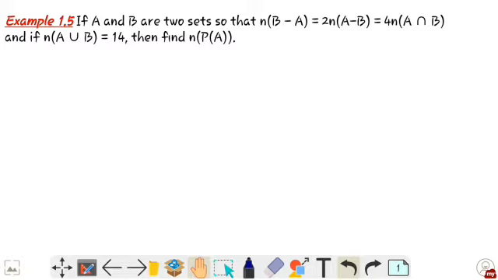Today we are going to see a problem in 11th standard, example 1.5. If A and B are two sets, so that n of B minus A is equal to 2 into n of A minus B, which is equal to 4 into n of A intersection B, and if n of A union B is equal to 14, then find n of rho of A.